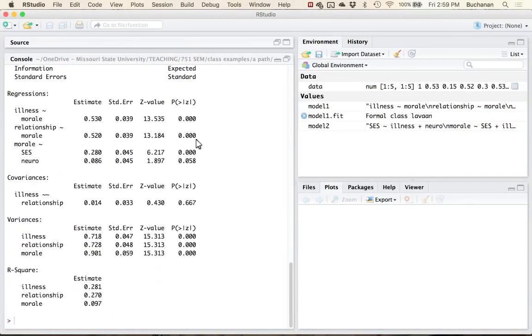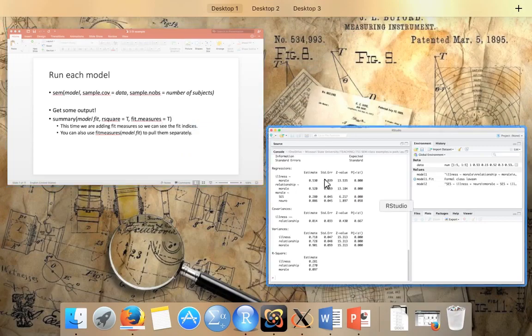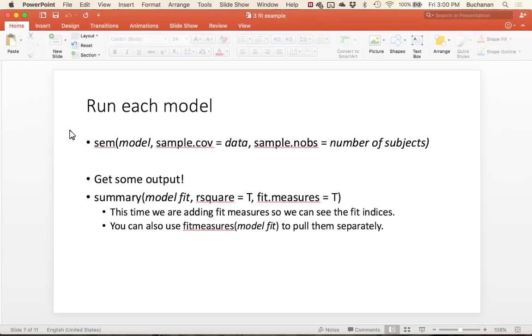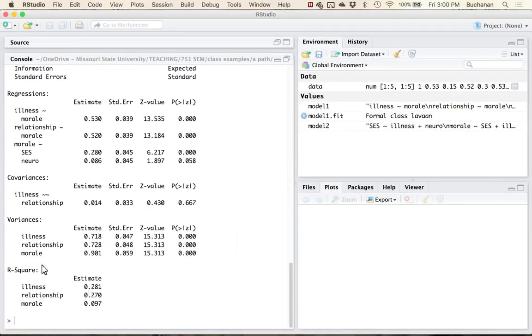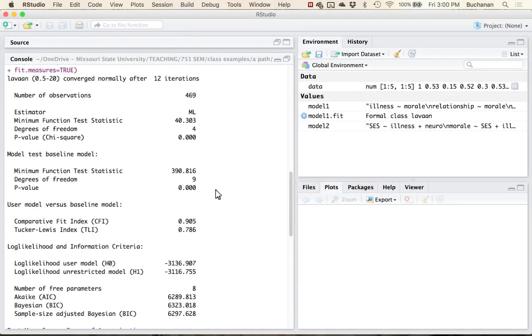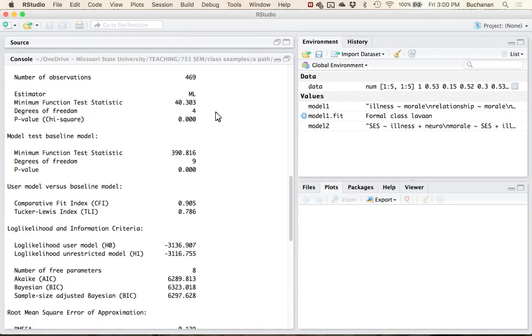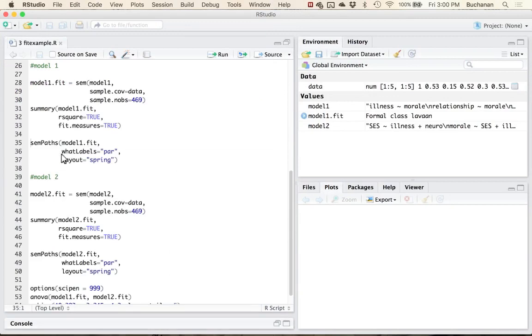So let's go down here and figure it out. Okay, so I've got illness to morale, morale to illness, morale to relationship, and then these two predicting. So 1, 2, 3, 4. I've got 1 covariance, 3 variances. Okay, that's what I'm missing. Okay, so this one also gets a variance because it is exogenous as well as endogenous. So it's going to have a variance out here too. That's the one I missed. Alright, when we look at the picture here in a second, we'll see that a little better. Or actually, let's just do it now.